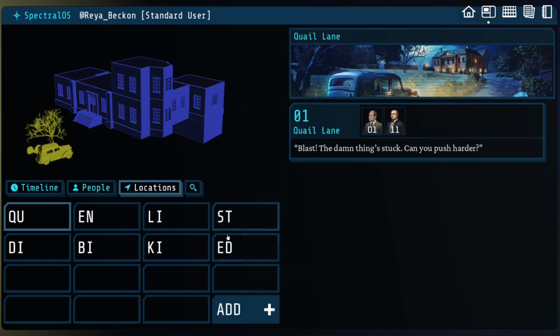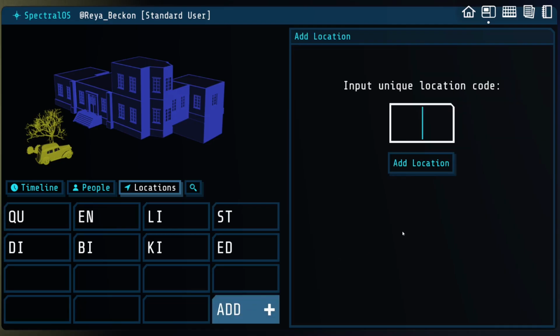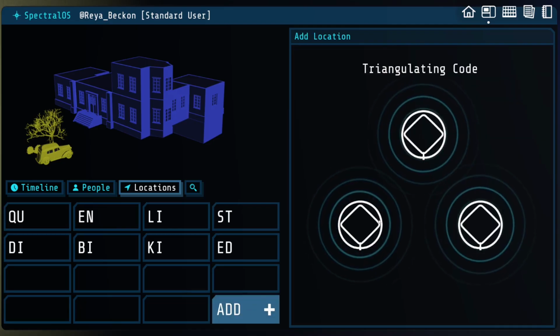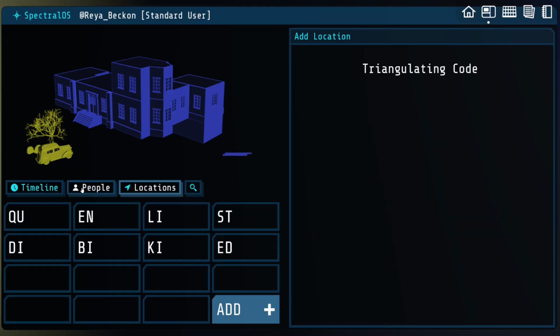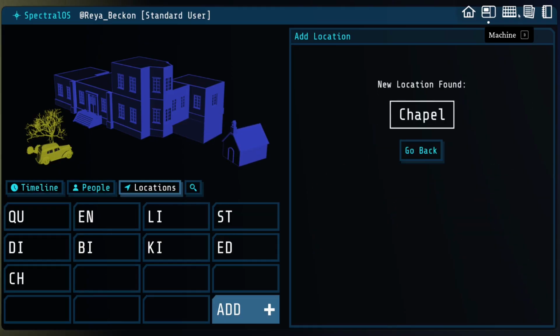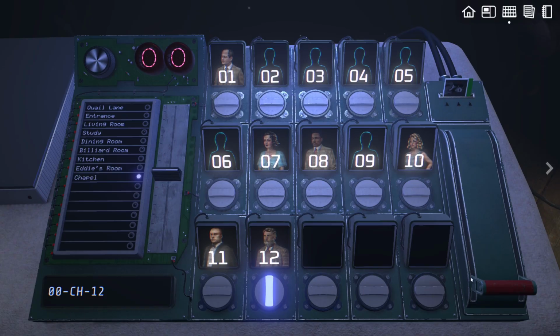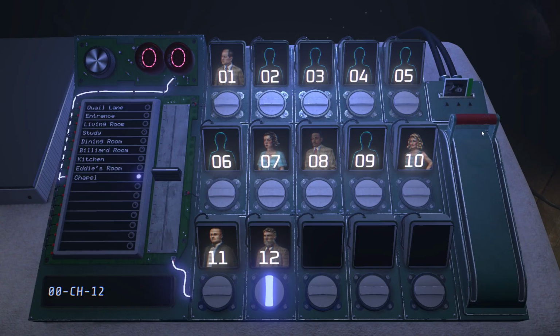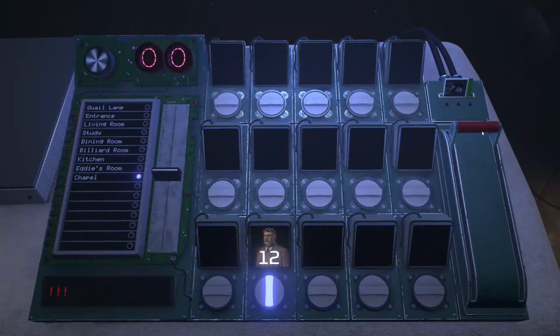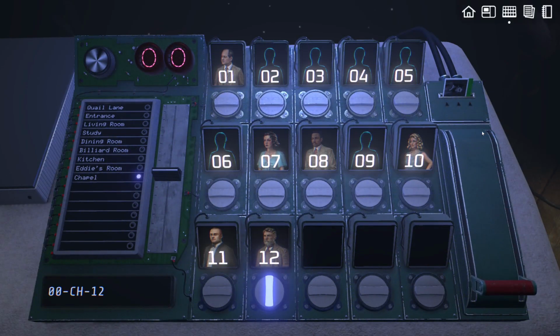Okay, we have one more location, that is the chapel. And now that we have the old guy, we can go to the chapel before everything started, right? Right? That's the thing. No. Okay, so I don't know who is in the chapel.